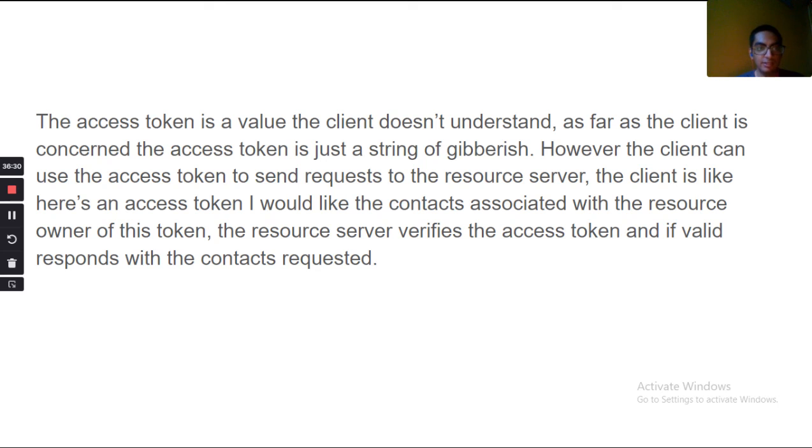The client is like, here's an access token. I would like the contacts associated with the resource owner of this token. The resource server verifies the access token, and if it is valid, responds with the contacts requested. So if the access token is correct, it responds with the contacts that are requested by the client. That's it.